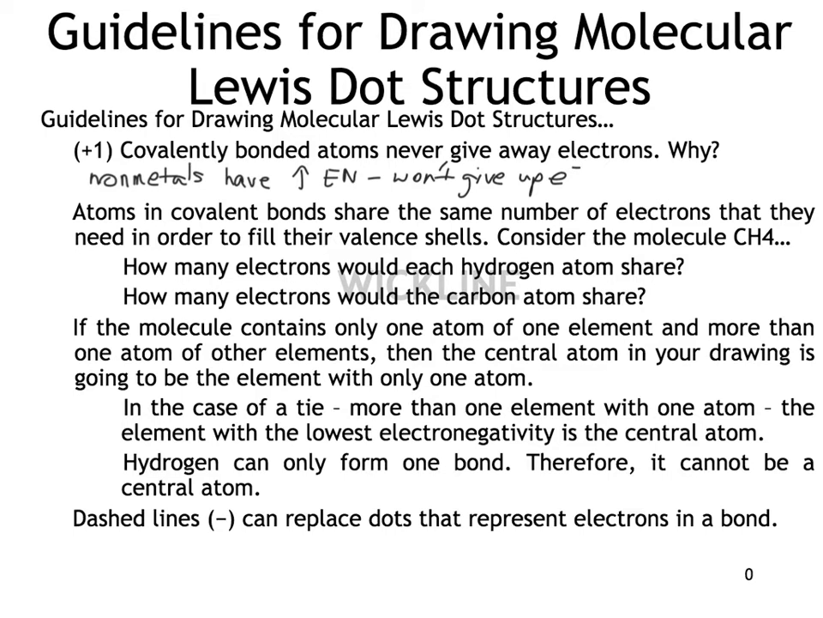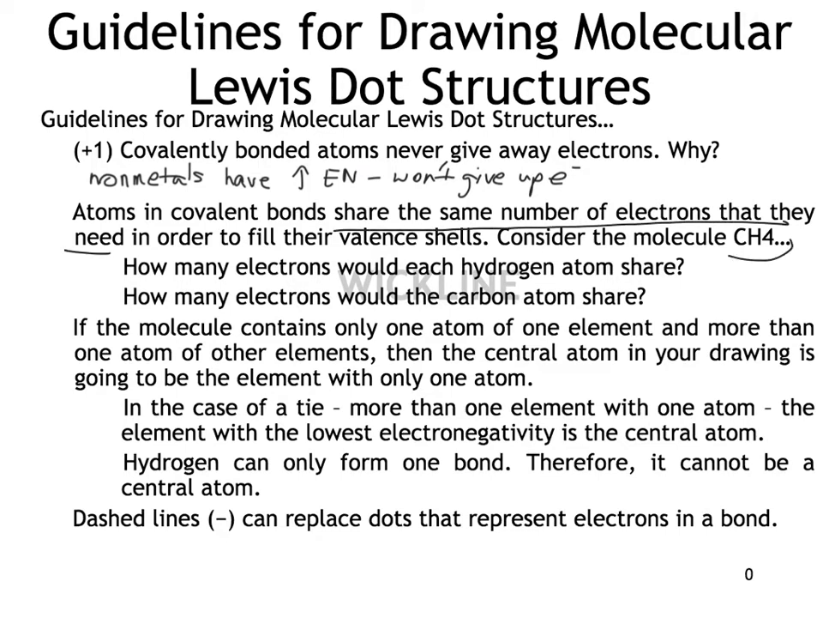All right, let's take a look at this next piece. Atoms in covalent bonds share the same number of electrons that they need in order to fill their valence shells. So just to help you unpack that, covalently bonded atoms share electrons, and the number of electrons that they share is actually determined by the number that they need. So they share the same number of electrons that they need.